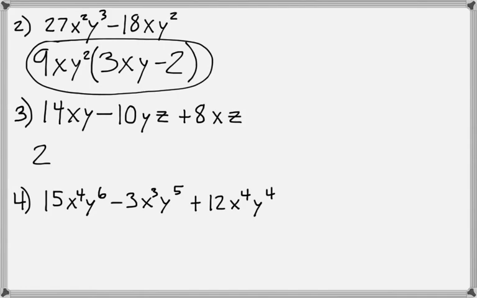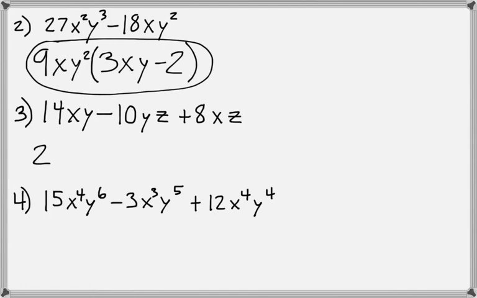So let's move on to the y's. The first term has 1 y, the second term has 1 y, the third term has no y's. So because of that third term, we can't take out any y's. Moving on to the z's, the first term doesn't have any z's. The second 2 terms both have 1 z, but because of that first term not having any z's, we can't take out any z's. So we can't take any variables out of this one.